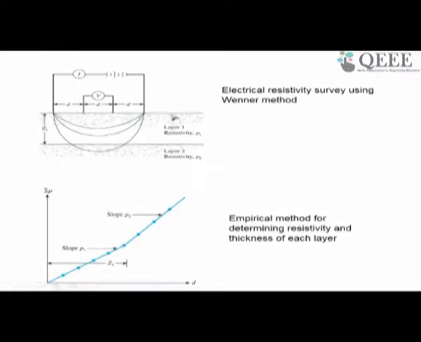As you can see here, as you have different layers, as you increase the distance of these electrodes, you can have a larger penetration. Of course, if you increase the distance, your amount of current also needs to be increased accordingly, so that you can have the right amount of current for that ground.